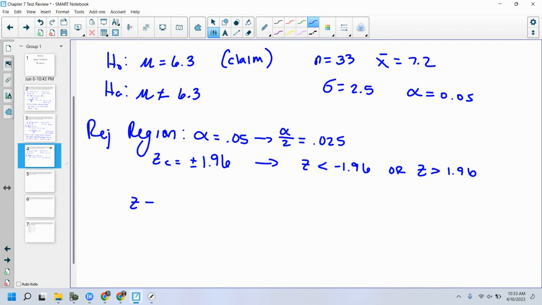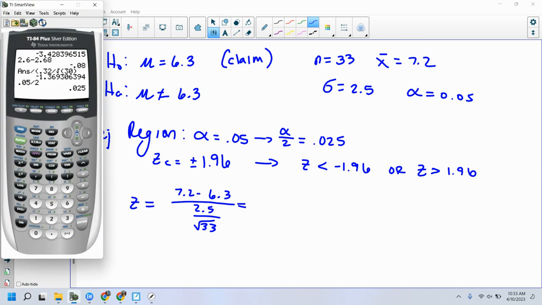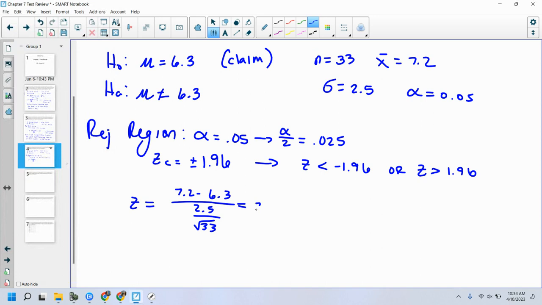Let's figure out what our z-score is. Man, I was trying to be so fancy, I'd have to recalculate. I butchered it. It's x bar minus mu, not mu minus x bar. X bar 7.2 minus mu 6.3, over sigma 2.5 divided by the square root of 33. 7.2 minus 6.3 is 0.9, divided by 2.5 over the square root of 33, which is 2.07.